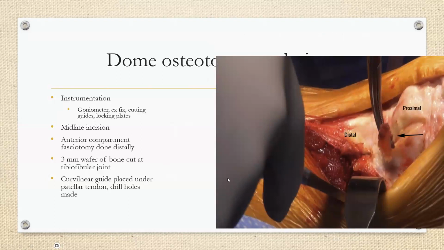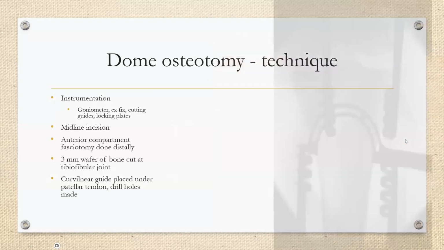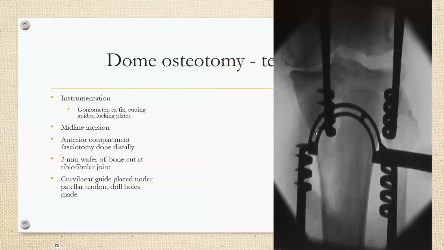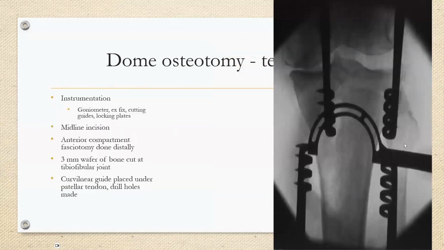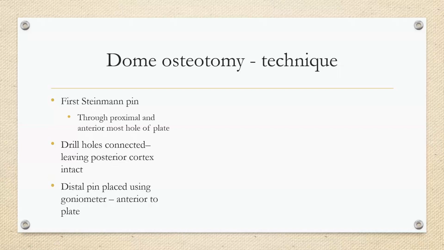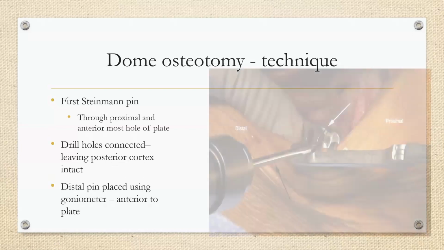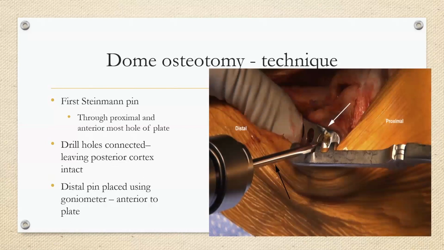Once this is done, the curvilinear guide is placed underneath the patellar tendon. So as can be seen here, the dome is cut using this guide. Multiple drill holes are made along this guide, which are then later connected. Then the first Steinmann pin is placed using the first screw hole, the anterior and proximal screw hole of the plate. So using the plate as a reference, the first Steinmann pin is placed.